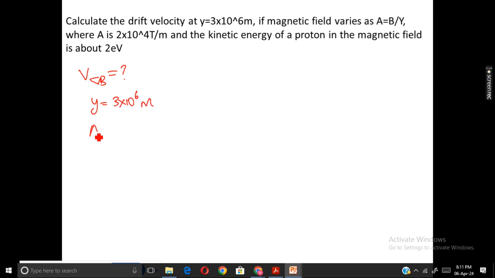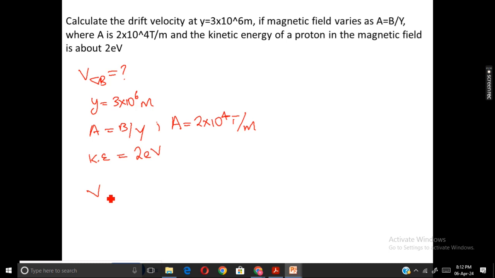They have given B is equal to A by Y, and A has a value of 2 into 10 raised to 4 Tesla per meter. So A is varying with respect to Y. They have also given the kinetic energy of a proton, which is 2 electron volt.